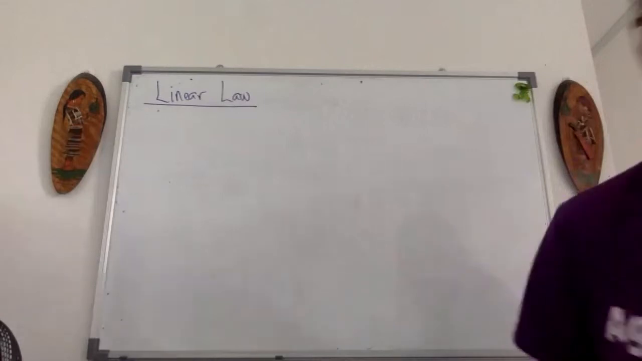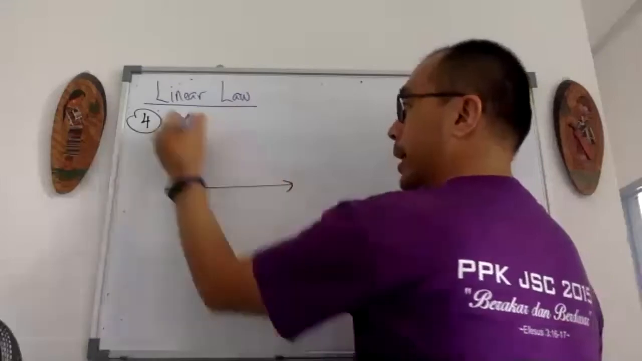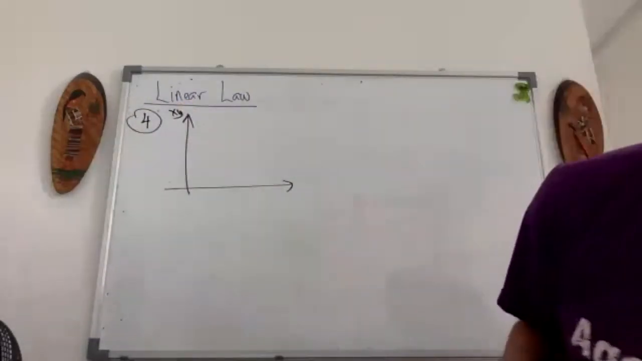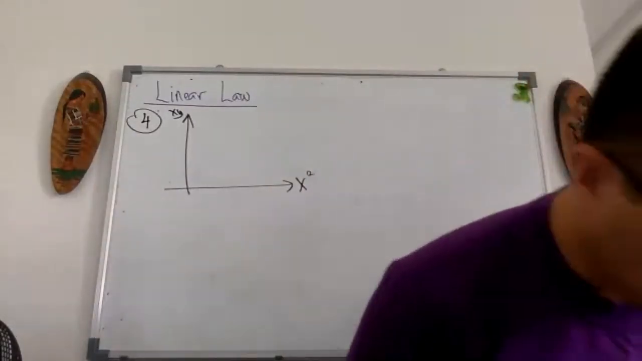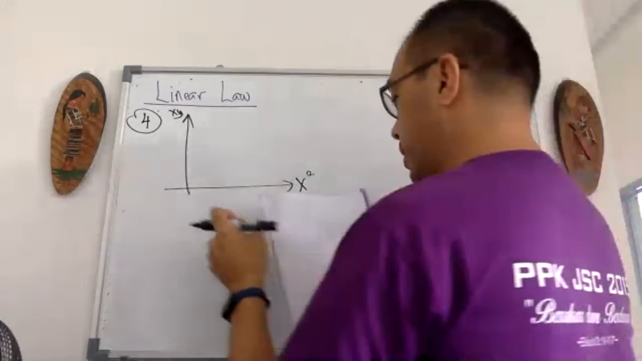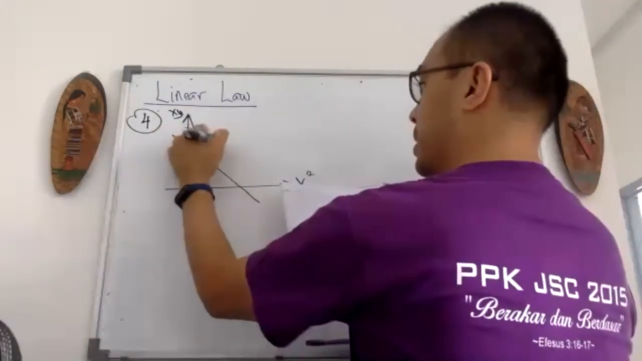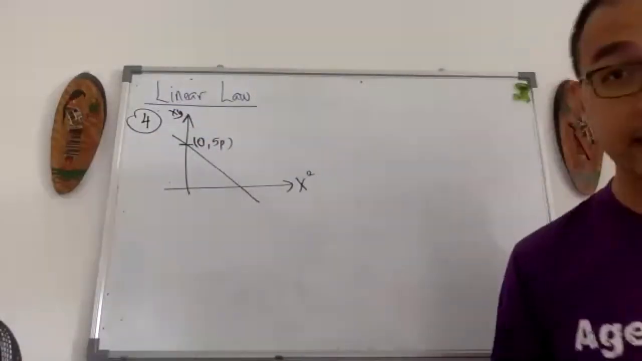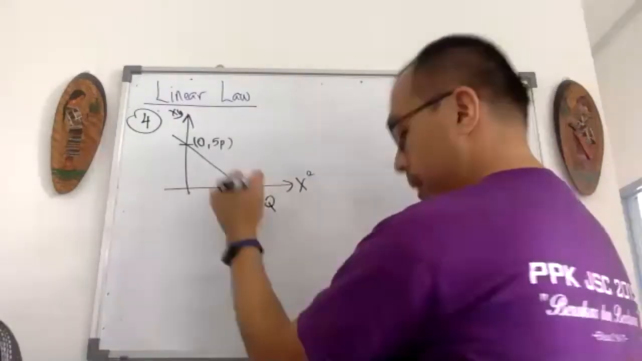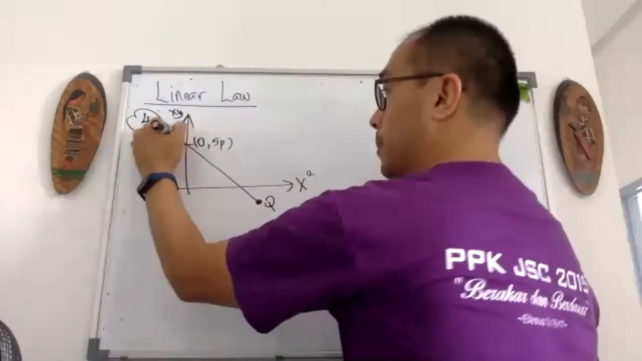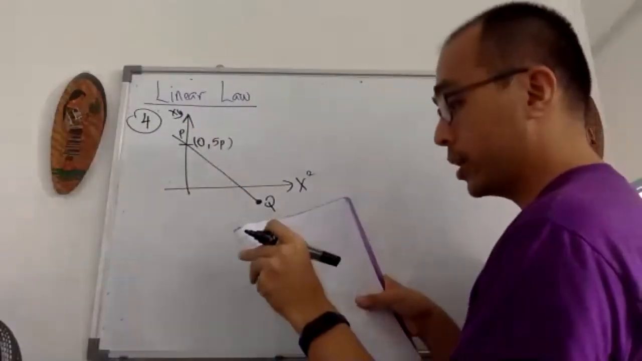Question 4, same thing. We are given this graph. The axes are x, y, and x squared. Then you're given, this is where it becomes very interesting, this is 0 and 5p. And then you're not given anything else apart from that. You're just given one point here, which is Q, and this is point P. Then you're given the equation.